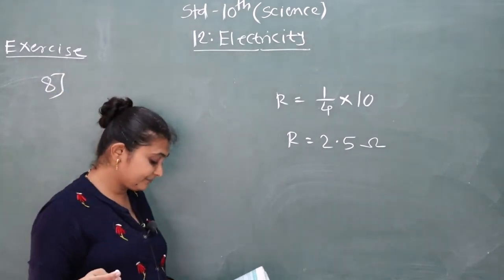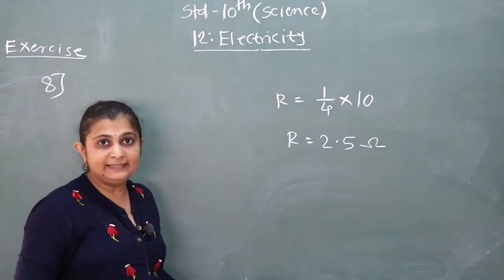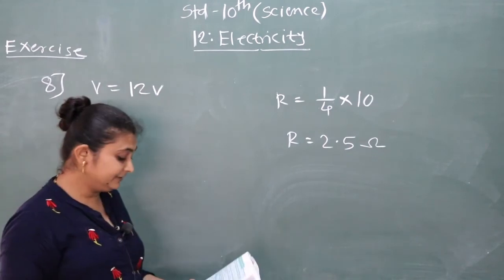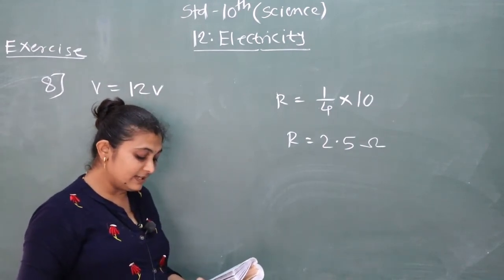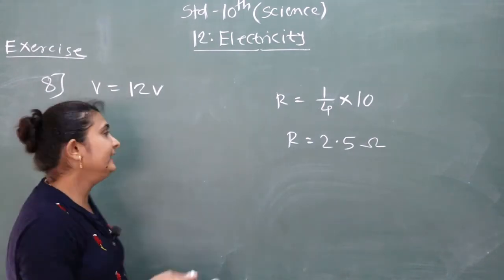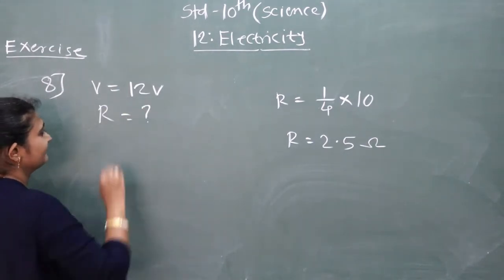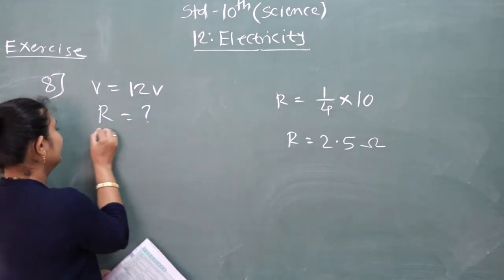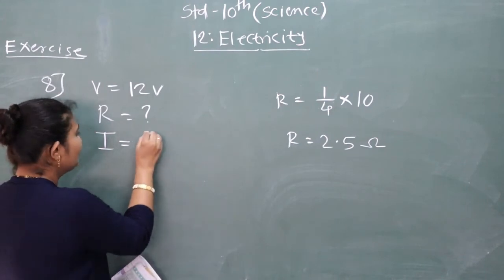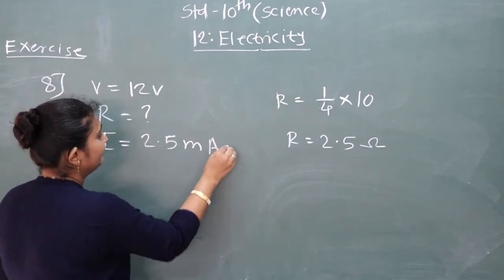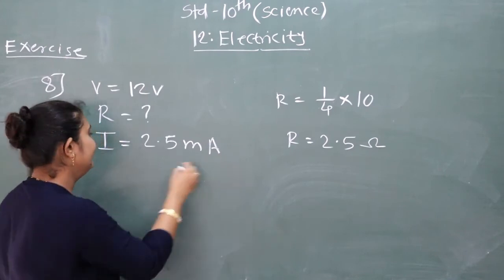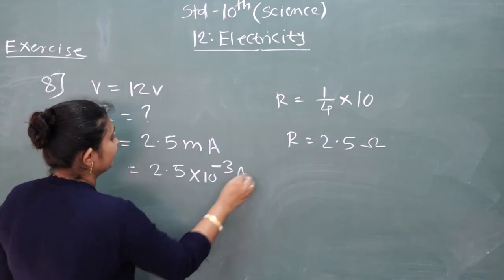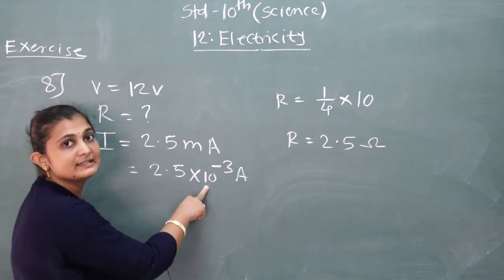Question number 8. When a 12 volt battery, V is equal to 12 volt, is connected across an unknown resistor, means we have to find the unknown resistor, R is equal to question mark. There is a current, denoted by I, of 2.5 milliampere. Convert milliampere into ampere by multiplying by 10 raised to minus 3. 2.5 into 10 raised to minus 3 ampere.